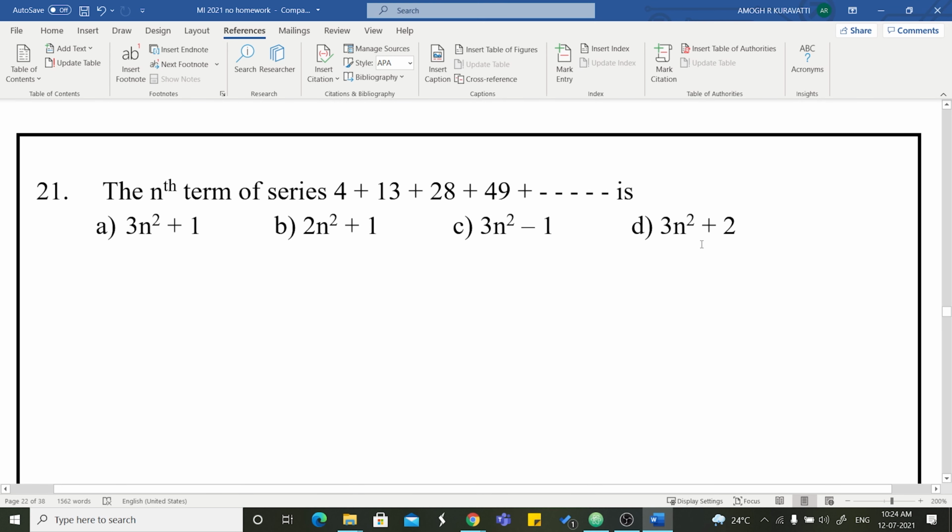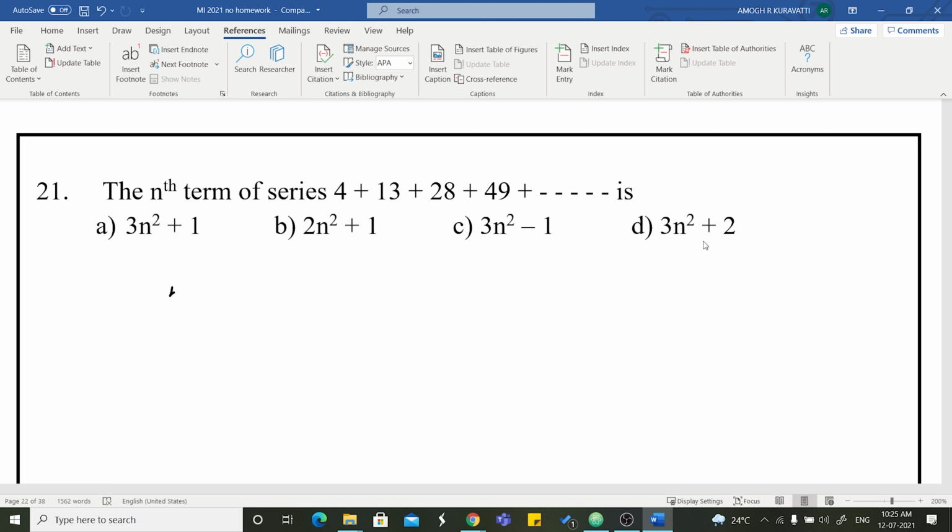Next problem. The nth term of the series 4 plus 13 plus 28 plus 49 and so on. What is the nth term of the series? Which one is the right option? Try this. Option A. Correct? Oh, nth term, not the sum of n terms.